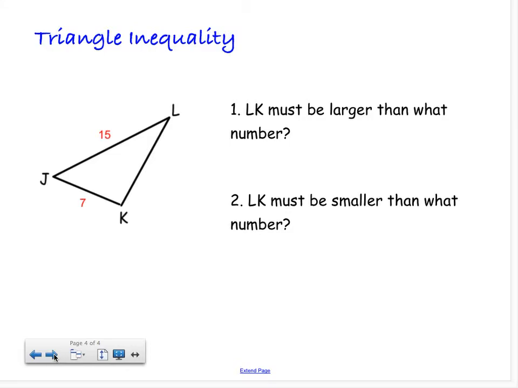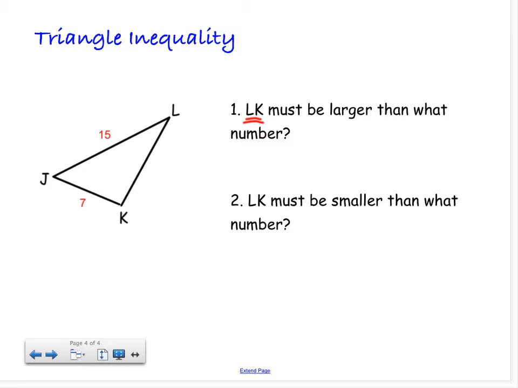This is just an application of the triangle inequality. Okay, LK must be larger than what number? And number 2 says LK must be smaller than what number? So notice this notation, LK. It does not have a line over it. It's not the segment. LK without the line over it represents the length of the segment. So LK must be larger than what number, and LK must be smaller than what number? Well, what the triangle inequality tells us is that any 2 sides, when added together, have to be larger than the third side. So we could generate 3 inequalities from this picture.